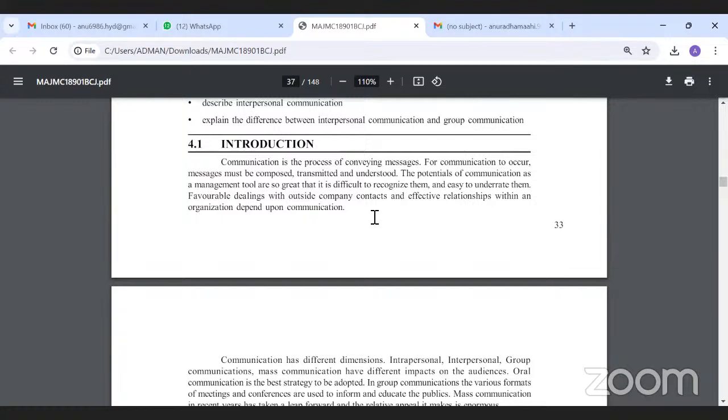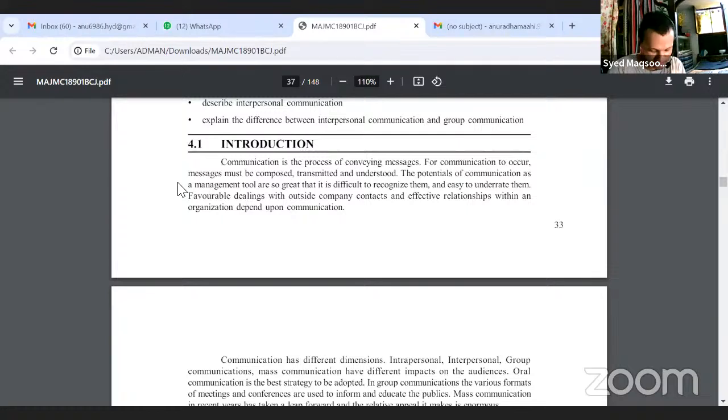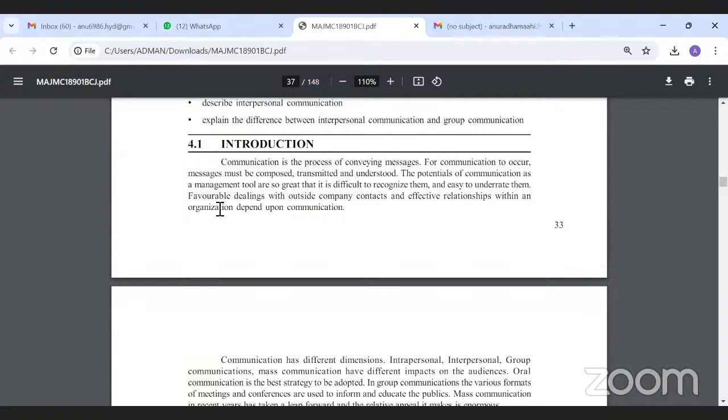Communication is a process of conveying messages. For communication to occur, messages must be composed, transmitted, and understood. This is what we had been discussing. There should be a message. We should, as a source, SMCR, we have already discussed this.